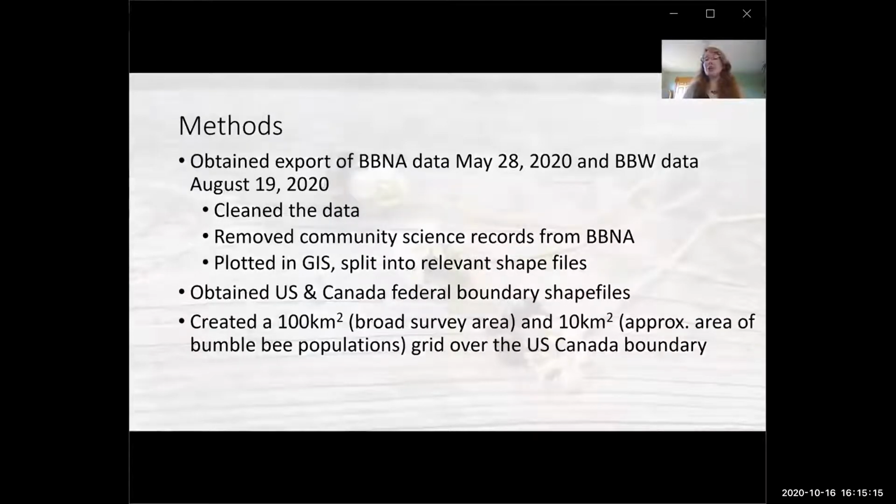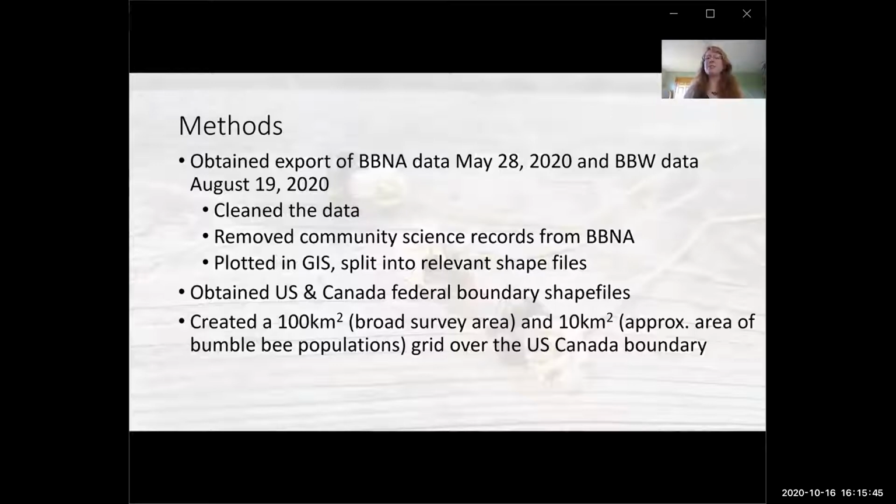So to answer these questions, I obviously had to get copies of the data sets. I then cleaned the data to remove anything with potentially incorrect or missing geographic coordinates or issues with species identifications. I removed the community science records from Bumblebees North America, so it's a true comparison, not duplicating. I then plotted it in GIS and split it into the relevant shapefiles, like per decades and per species. I obtained the relevant US and Canada boundary shapefiles, and over top of this, I then placed a 100-kilometer square grid and 10-kilometer square grid.